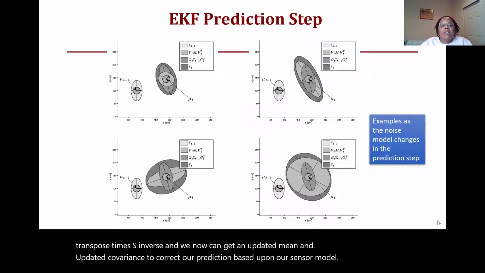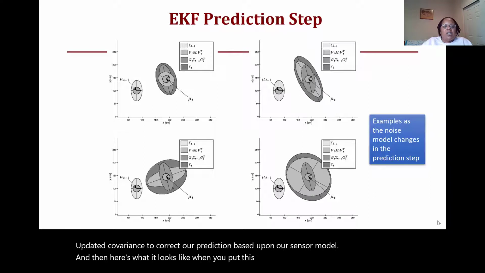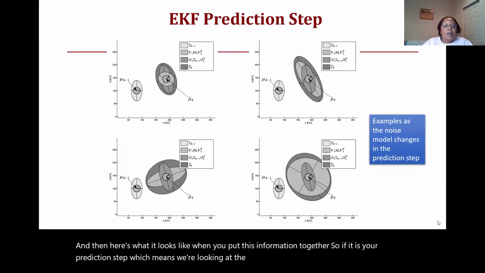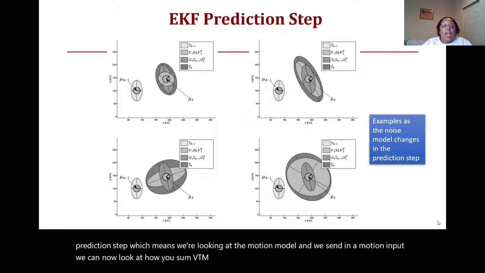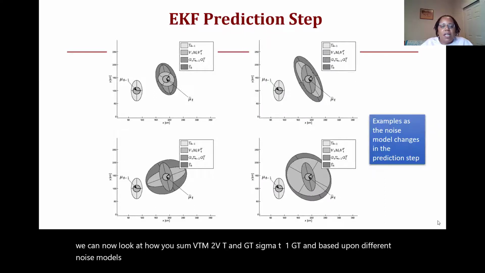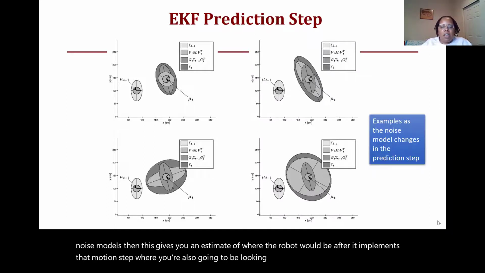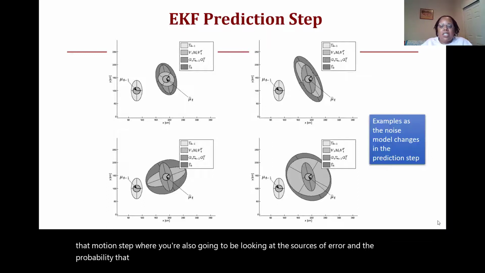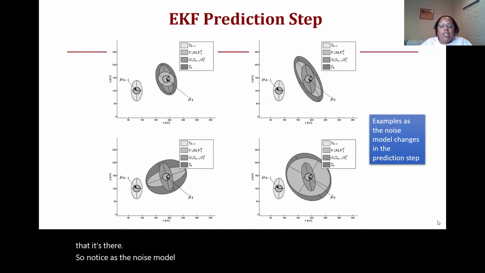And then here's what it looks like when you put this information together. So if it is your prediction step, which means we're looking at the motion model and we send in a motion input, we can now look at how you sum V_t M V_t and G_t sigma_t-1 G_t. And based upon different noise models, that gives you an estimate of where the robot would be after it implements that motion step, where you're also going to be looking at the sources of error and the probability that it's there. So notice as the noise model becomes larger, then you have a larger variation of where the robot's final location would be.